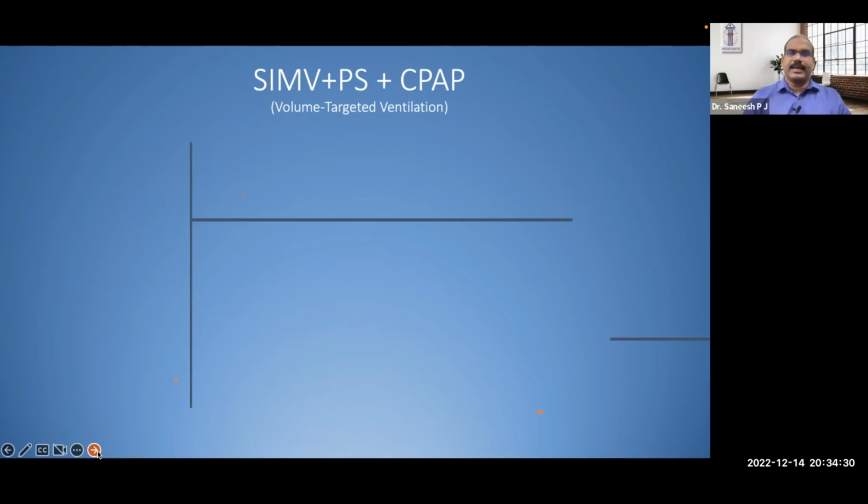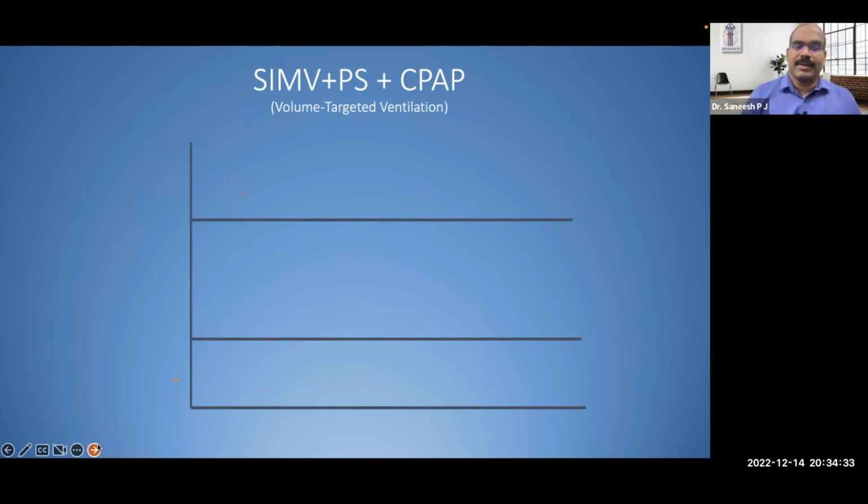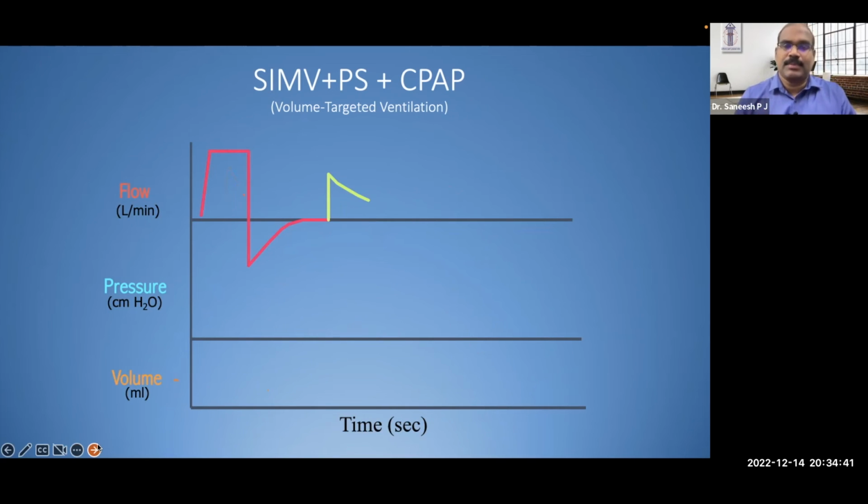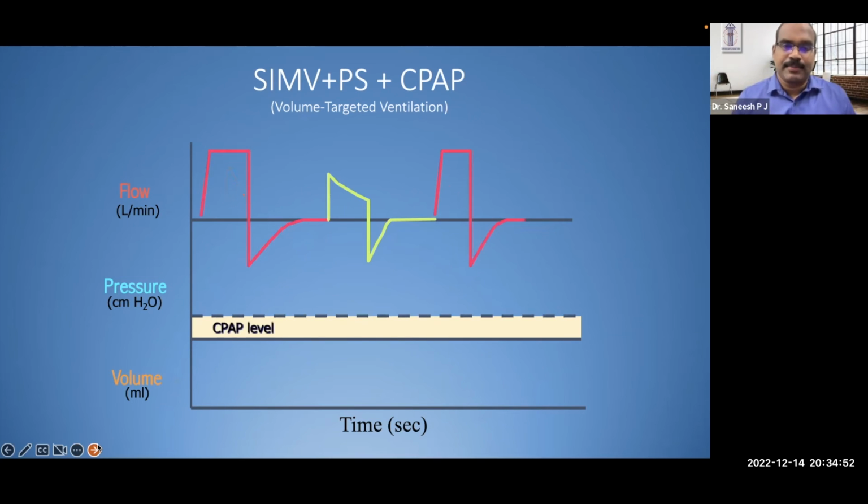I think here we can have the same thing on a volume targeted ventilation setting. Here again, if you remember the previous graphs, we are actually having a mid zone with pressure support plus CPAP. And on either side, we can have the typical graphics of SIMV, of course, with the positive end expiratory pressure. So only the mid zone looks like CPAP plus pressure support. On both sides, it is SIMV with PEEP.